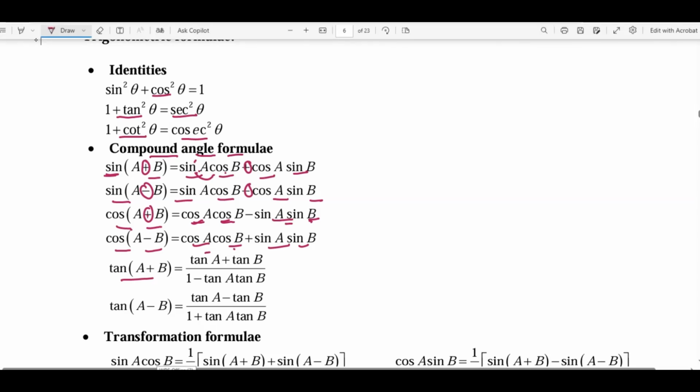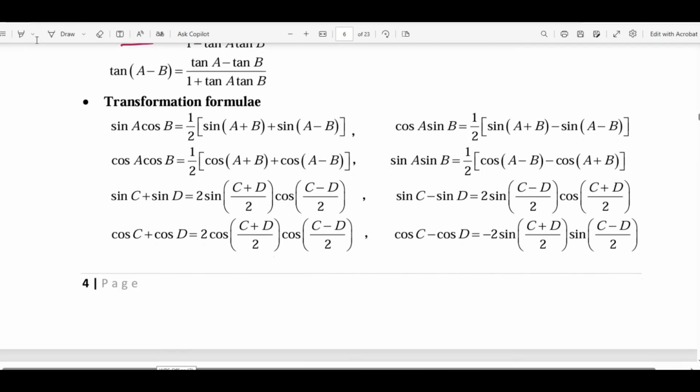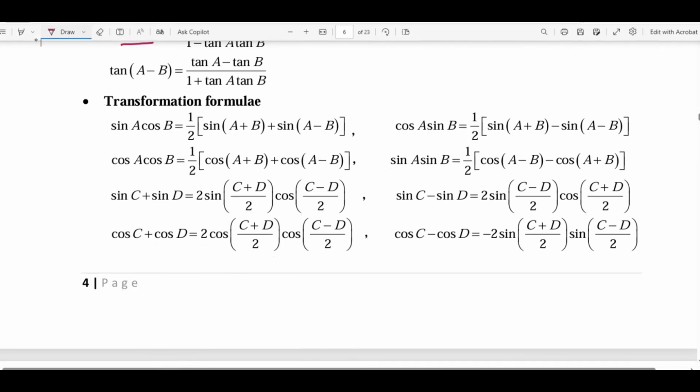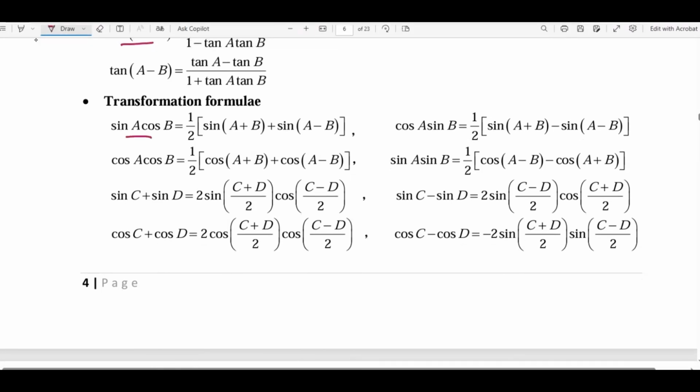Then moving to the next one, you have transformation formulas. Sin a cos b will become half times of sin(a plus b) plus sin(a minus b). Cos a sin b will be half of sin(a plus b) minus sin(a minus b). Cos a cos b will be 1 by 2 times cos(a plus b) plus cos(a minus b). Sin a sin b will be half of cos(a minus b) minus cos(a plus b).